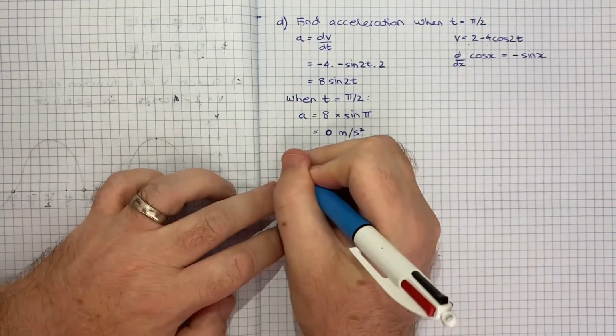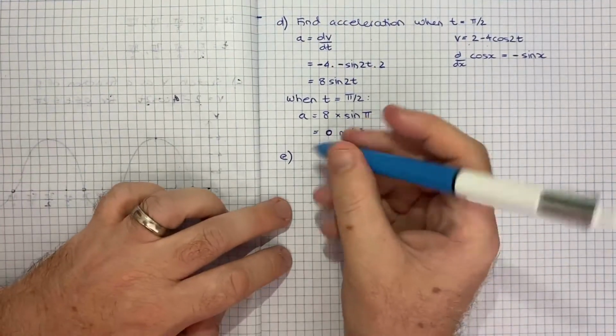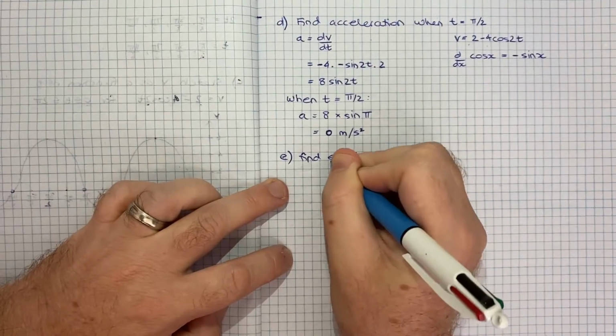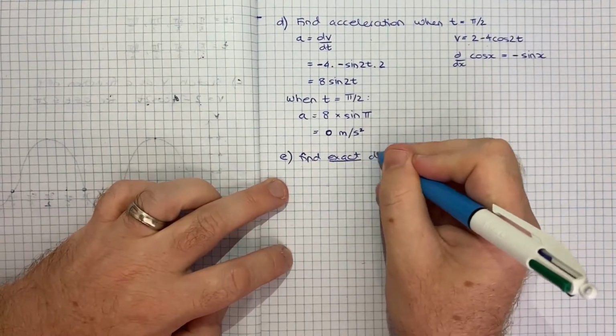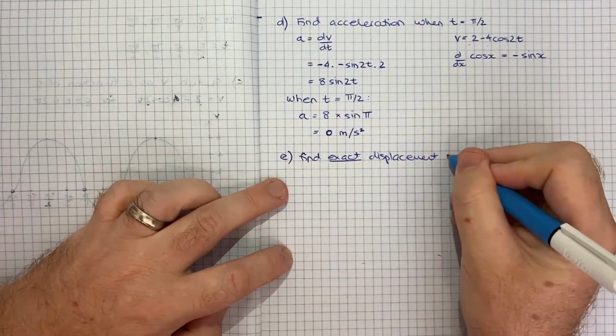So now we're going to move on to the final part, part E, and that wants us to find the exact displacement, and I'll just note that exact displacement when t is equal to pi.